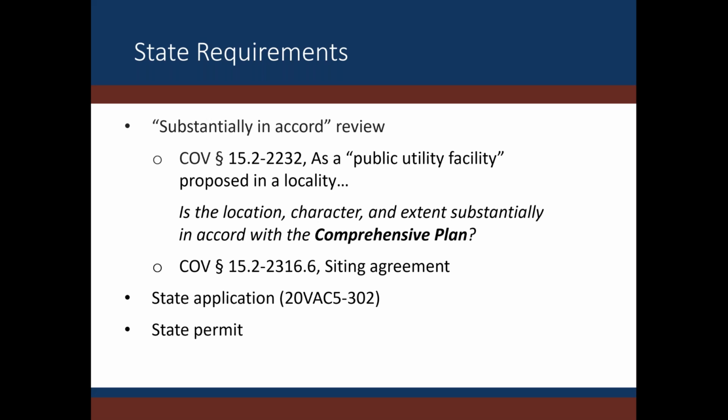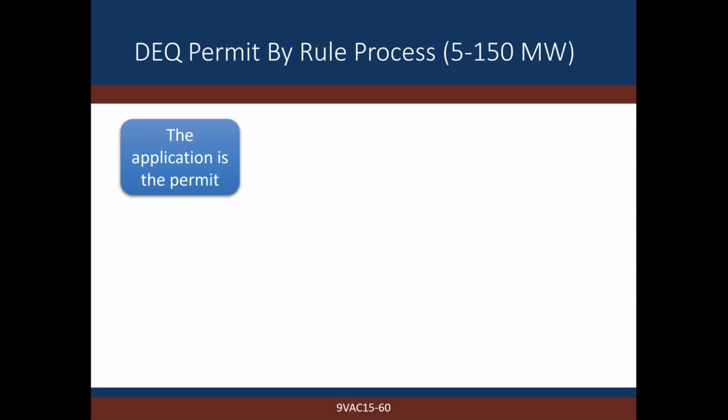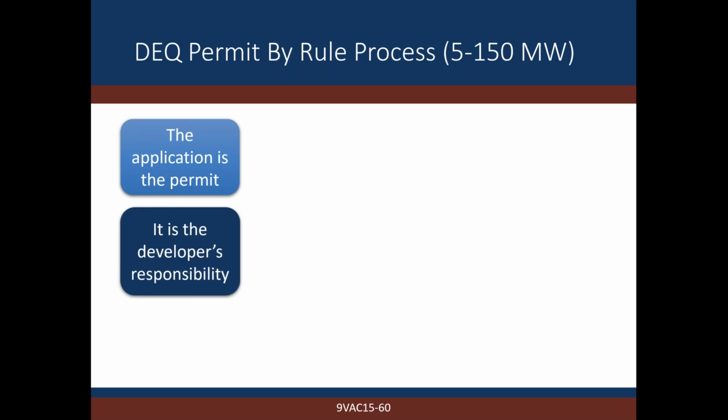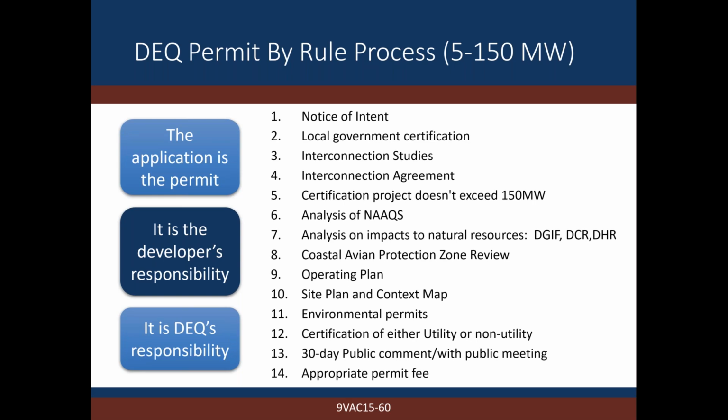Then there are 2 pathways for acquiring a permit. DEQ administers the permit by rule process for facilities that are 5 to 150 megawatts. This is a 14-step process. I've listed them all here in super tiny font, but the key to remember is that the application to DEQ is the permit. It's the developer's responsibility and it's DEQ's responsibility. This is an assumed, implied permit as long as the applicant submits all of these items complete in their entirety, the permit is given. DEQ has a statutory limit of 90 days to complete the review of the permit, and there is an expedited process for a 60-day review.